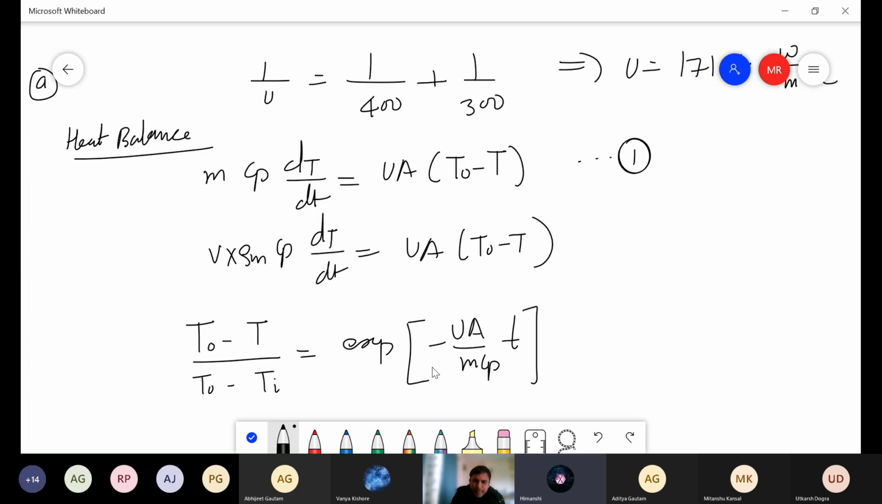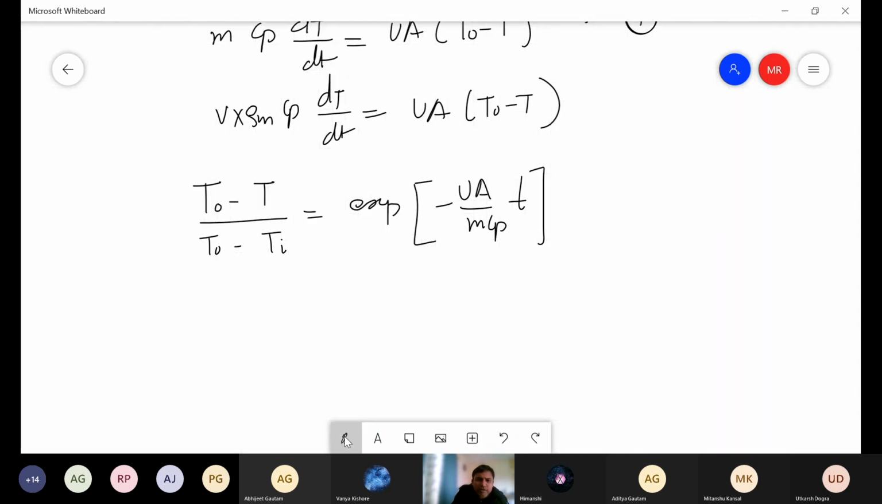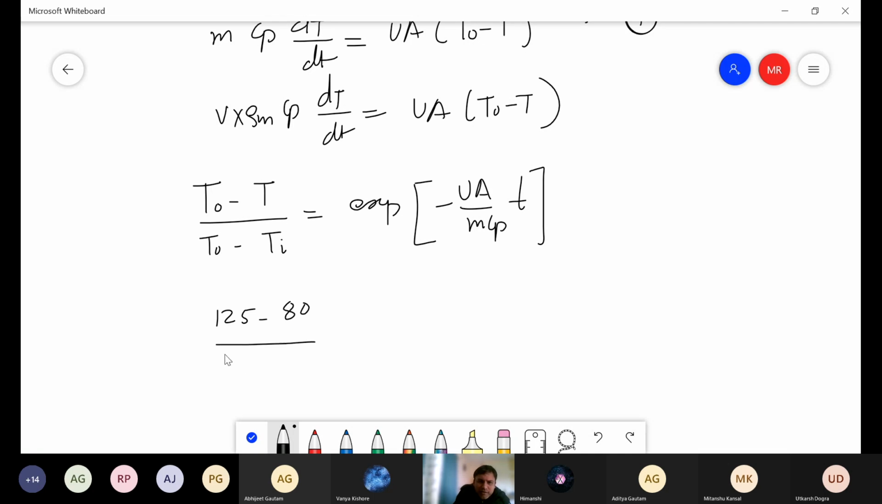Yes, sir. So it is just a matter of putting in the values now. So T naught is already 125. Temperature T is what? 80 degrees Celsius. That is what you wanted to achieve, isn't it? T naught is again 125. And what was the initial temperature? 24 degrees Celsius. And that should be equal to exponential of minus U is what?